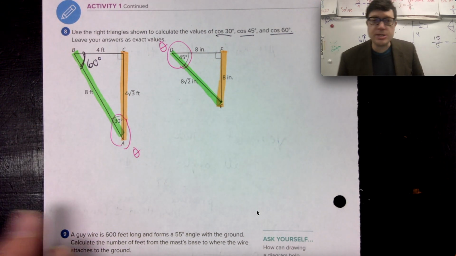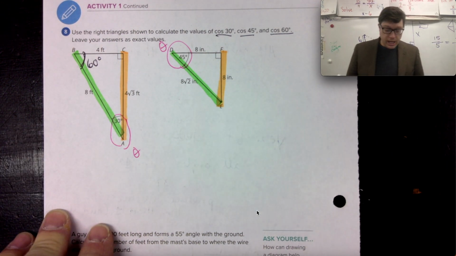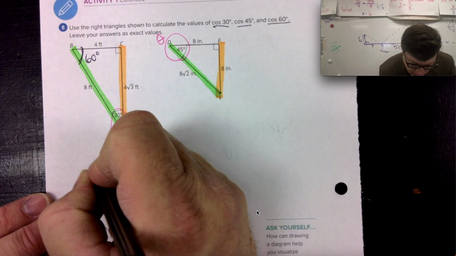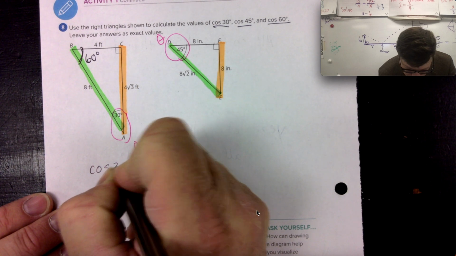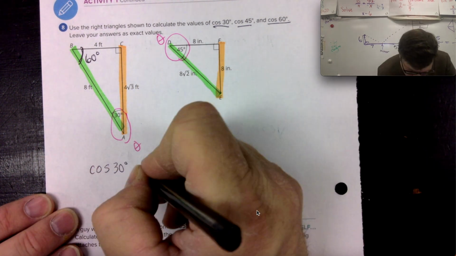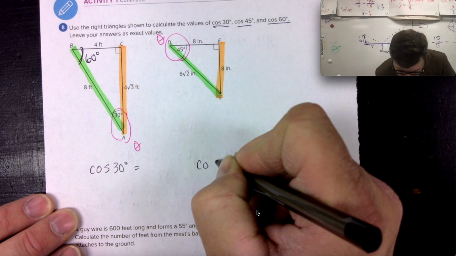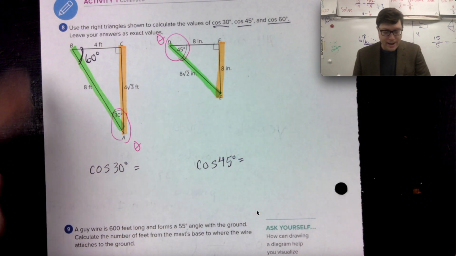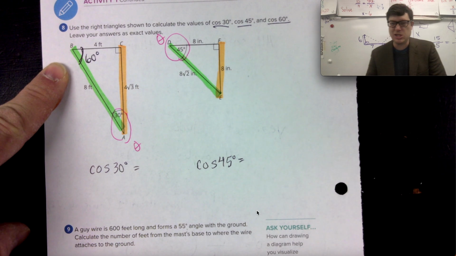Okay, hey, I just dived right in, so let's get started. What I've done is I'm going to answer question 8, and I'm going to find out what the cosine of 30 is. Should say 30 degrees. And then I'm going to figure out what the cosine of 45 degrees is. And then last of all, I'm going to circle back to cosine 60 and do that one last.